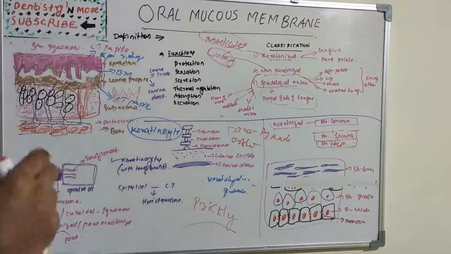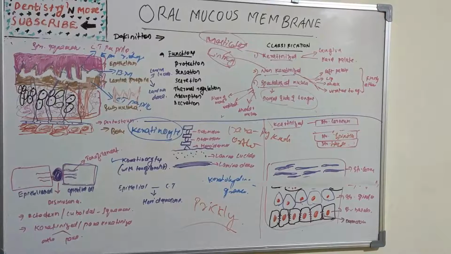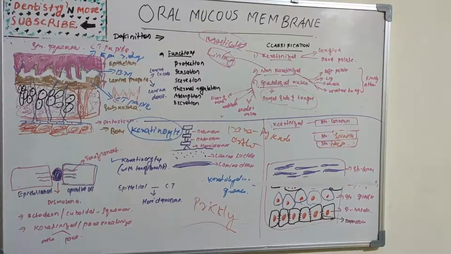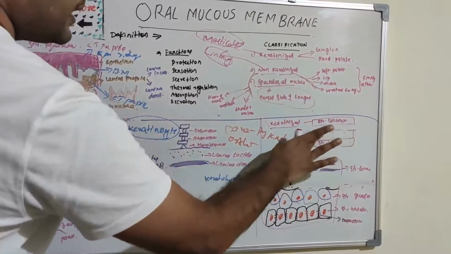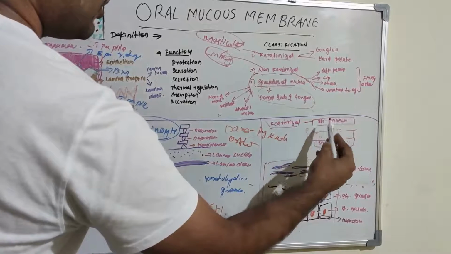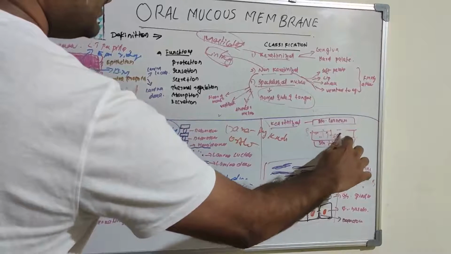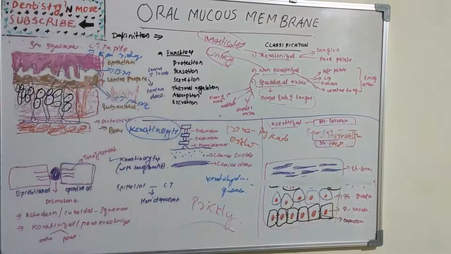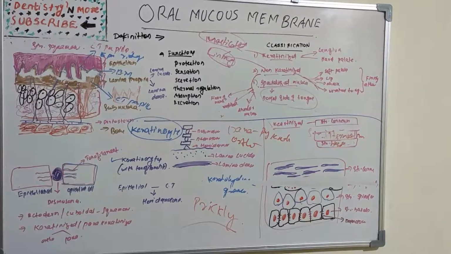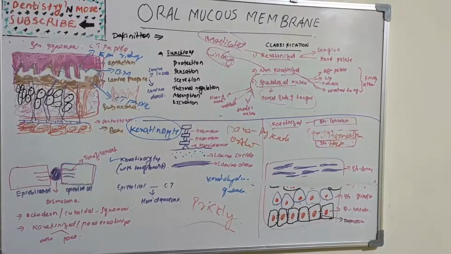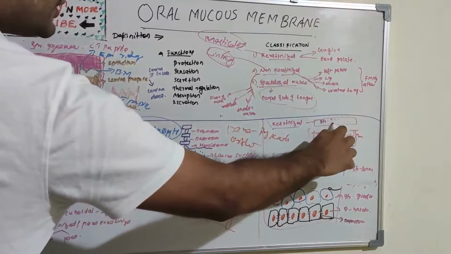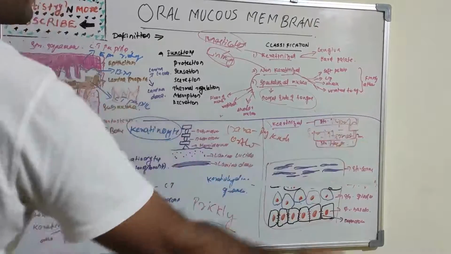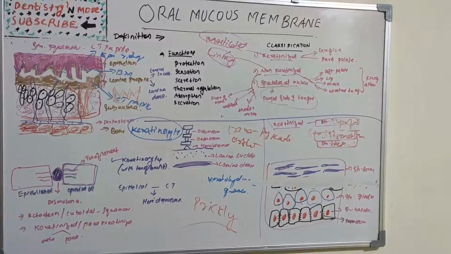So it has just 3 layers, that is stratum basale, and the middle layer is known as stratum intermedium. Not spinosum, stratum intermedium. And the superficial layer is known as stratum superficiale, instead of corneum. So stratum superficiale, stratum intermedium, and stratum basale.